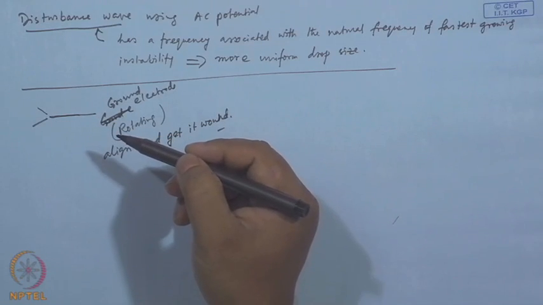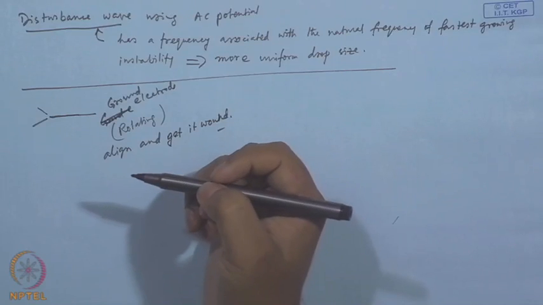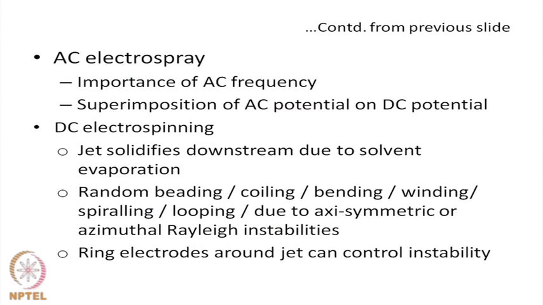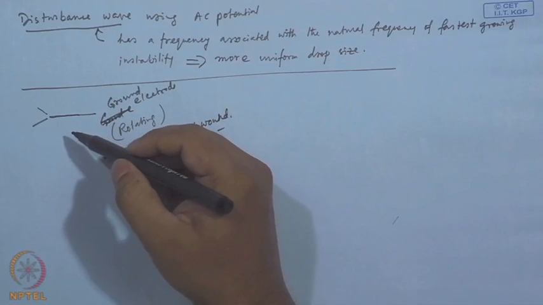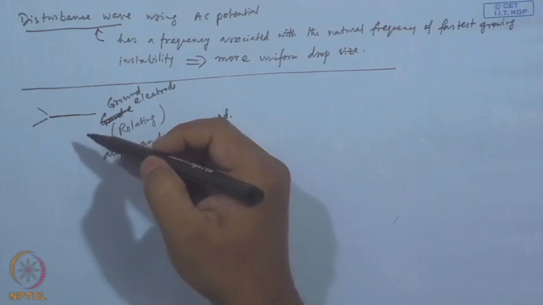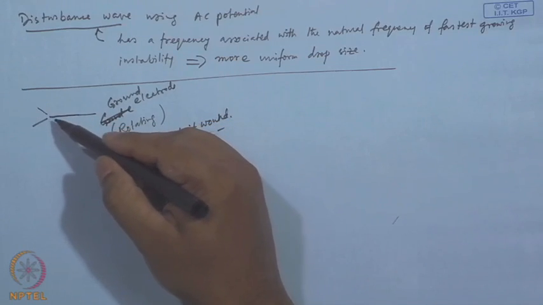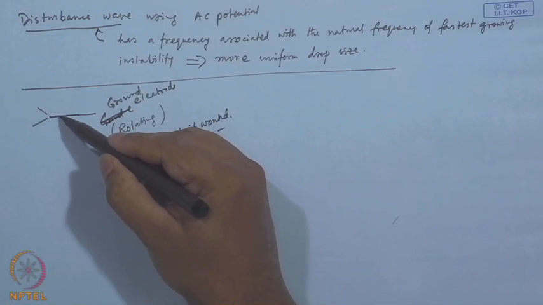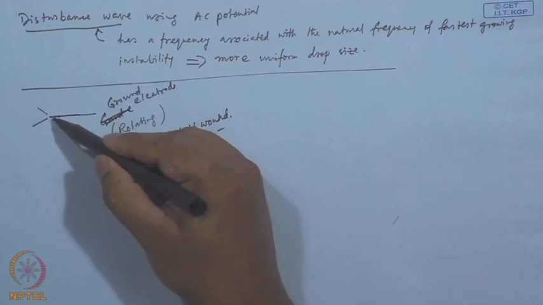Now, the jet solidifies downstream due to solvent evaporation, that is understood. Random beading, coiling, bending, winding, spiraling, looping, all these are possible due to axisymmetric or azimuthal Rayleigh instabilities. We talked about these Rayleigh instabilities. That means, if there is a perturbation, that perturbation will grow and it will break this stream at certain points. That is what this instability is all about.